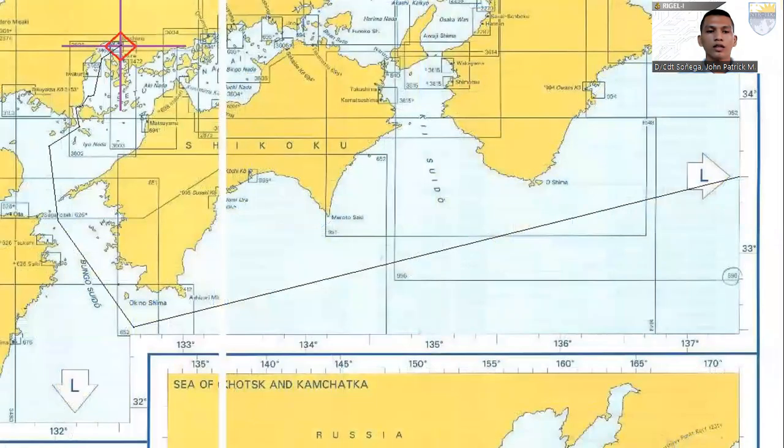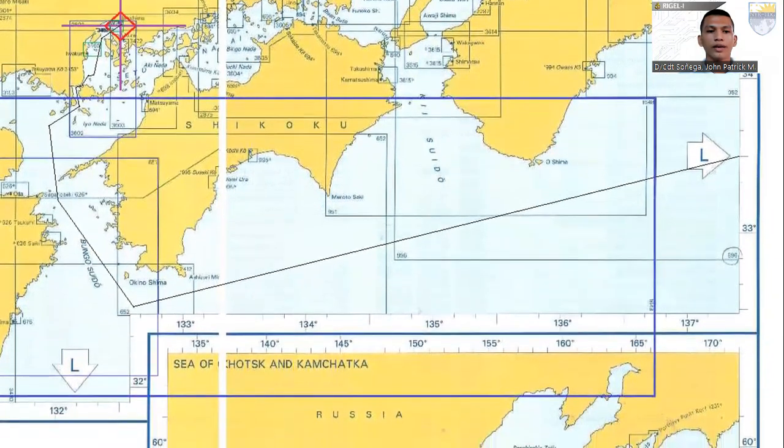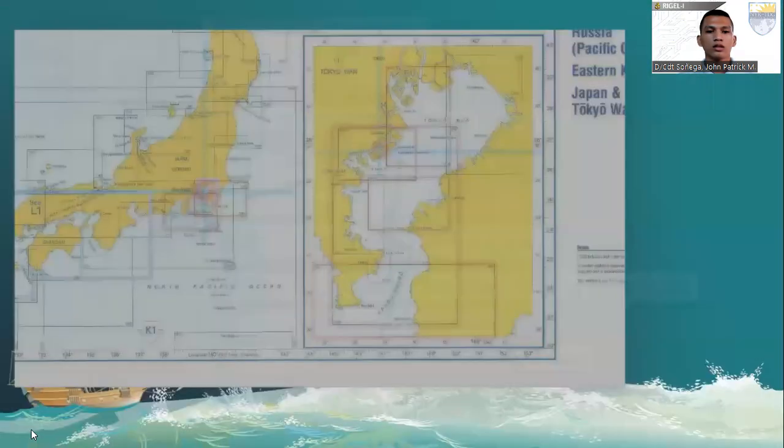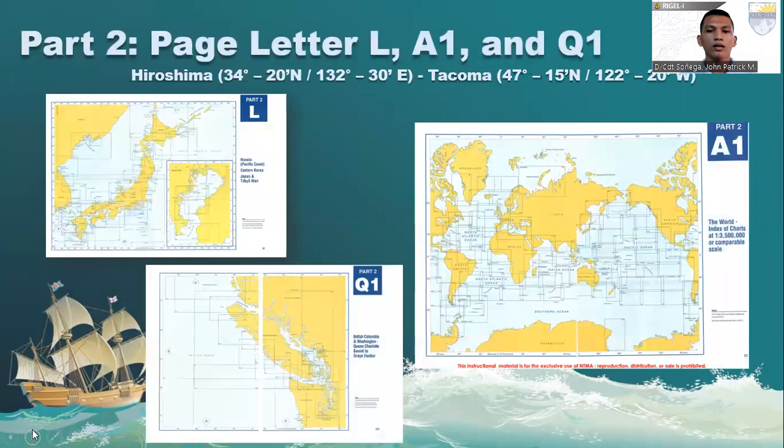After that, here we have written the line, the route to our destination, and we have different chart numbers that we are going to use. In that route, we are going to use 3469-3602, 3469-1648, and so on and so forth, which can be found beside, at the next or previous page of the chart. After that, we will now go to the Q1 or A1.